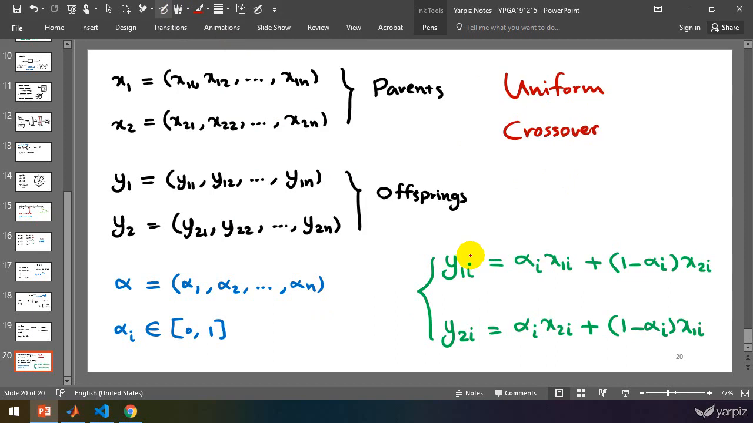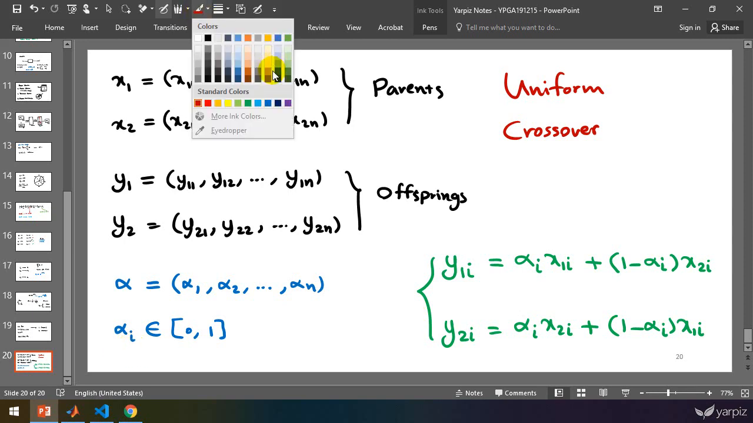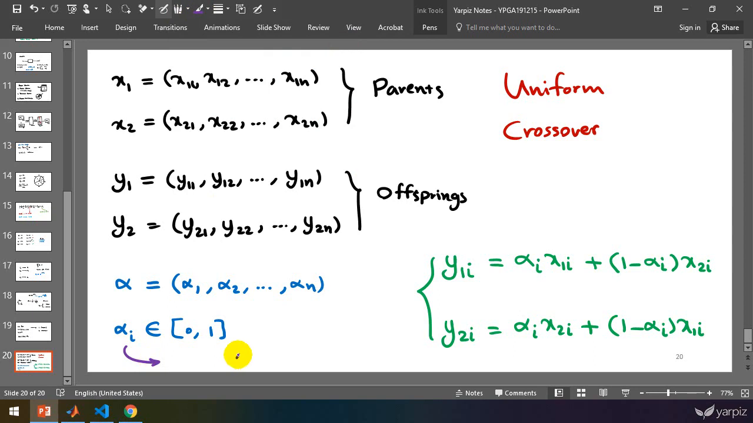So we have uniform crossover, and we can implement it in this way. However, to improve the exploration ability of the algorithm, sometimes we can change the range of alpha i to from minus gamma up to 1 plus gamma. We extend this range on the left side and right side by a value of gamma. Negative gamma is less than 0 by the amount of gamma, and 1 plus gamma is larger than 1 by the same amount. So we are extending the range to make it possible to create offsprings somehow different from their parents, and this improves the exploration ability of the genetic algorithm.